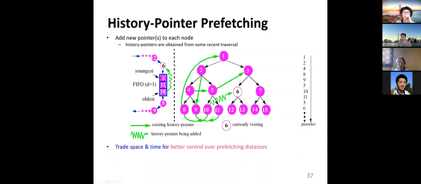It works if the traversal is somewhat similar over time, and that's common in many cases. But as you can see, this has a trade-off. I would need to store extra memory for every data element, because for every pointer node I would need to store an extra history pointer. It's an overhead. You're getting better control over prefetching distances, but it costs you some space and time.